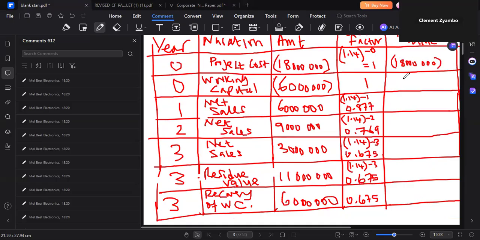This one will give us the 6 million. Then here 6 million by 0.877, 5 million 262,000. 9 million by 0.769, 6 million 921,000. And 3 million by 0.675, 2 million 025.